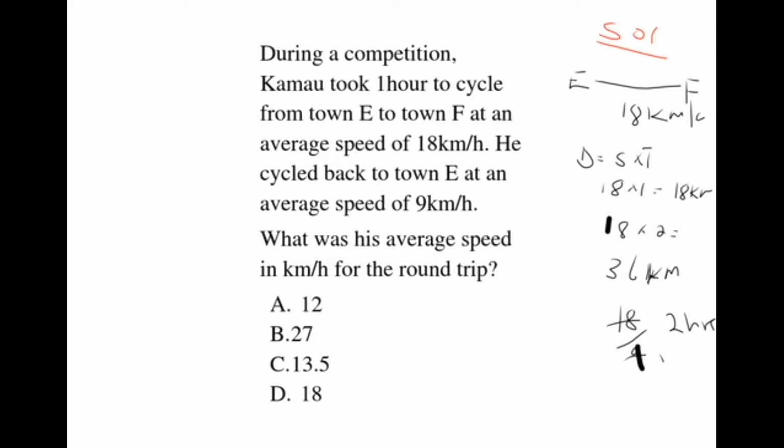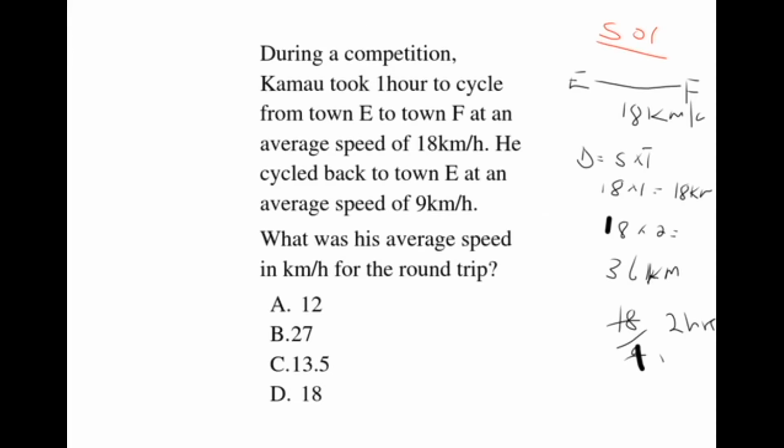Therefore, we shall have 36 divided by 3. That is 12 kilometers per hour. Therefore, our correct choice is A.